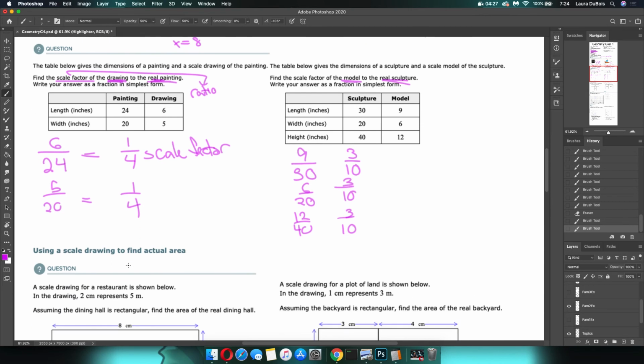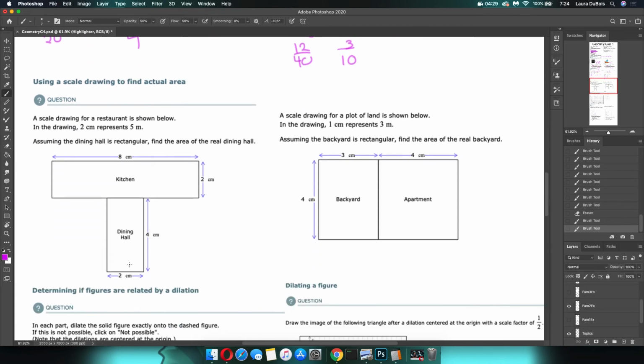Next up, we're going to use all of that knowledge to start actually doing some math. Here we have 2 centimeters represents 5 meters. Find the area of the dining hall. We need to figure out the area in centimeters, which is length times width. So 2 times 4 is going to be 8. If this is 8 centimeters, then what is it going to be in terms of meters? That's where your setup comes in.